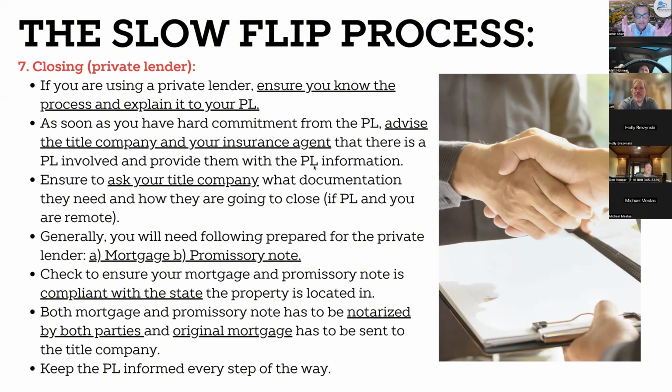So I'm just telling you, make sure you talk to them and make them understand where your private lender is and how you're going to do this. And then also, this is very important, ensure that your mortgage and promissory note are compliant with the state where the property is located. So there might be some minor changes and you may have to tweak it. So you want to make sure, again, if you have an attorney, pay them once and use the templates, then you know it's compliant. And then finally, just make sure you keep your private lender informed every step of the way. That's step 7.